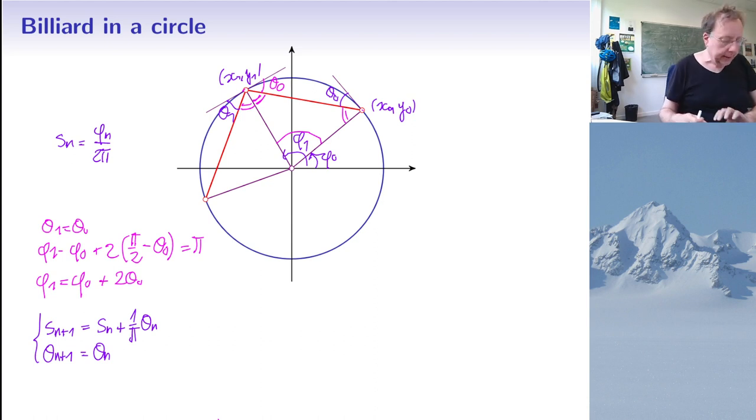There's one thing missing here. I want my Sn's to be between 0 and 1, because they are actually angles divided by 2 pi. So I can achieve this by adding modulo 1 here, which simply means that I only take the fractional part. So I remove the integer part. Every time the result is larger than 1, I remove 1 or any integer until I am between the values 0 and 1 again.